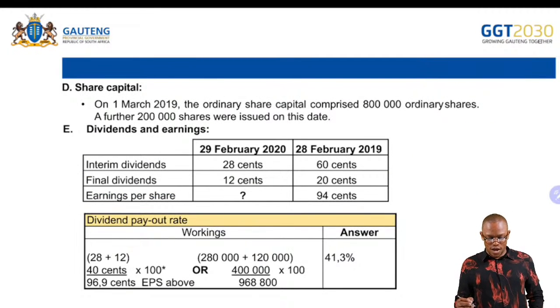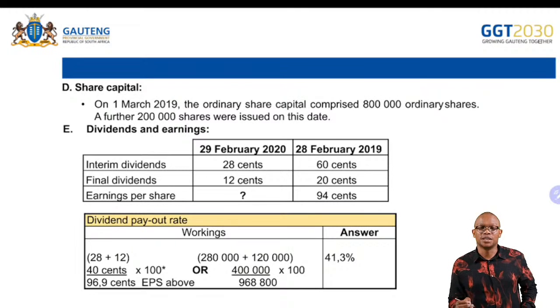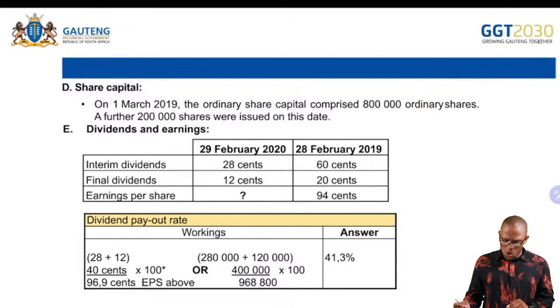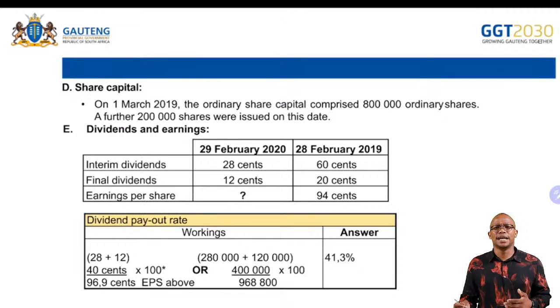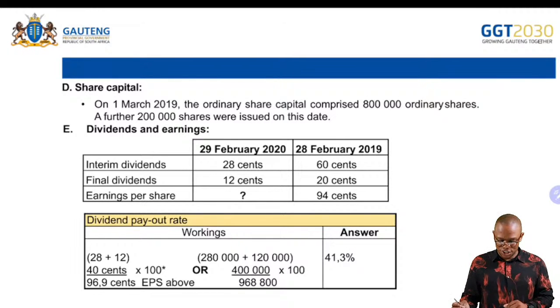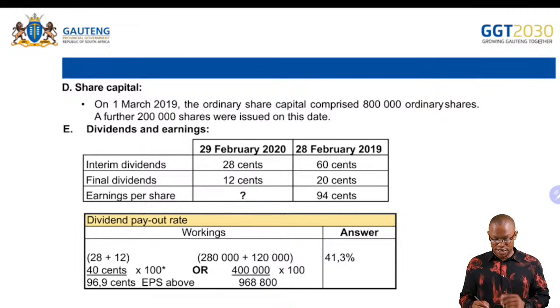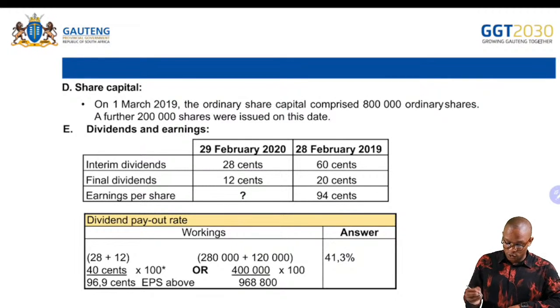Okay, the next one, you are calculating your dividends payout rate. Please, Mense, also on this one, it is important to know your financial indicators. Also, the formulas are very important. Please keep on checking your formula sheet. So on this one, you can do it using the cents or you can do it using the rand value. Let us check then. How did you do that?